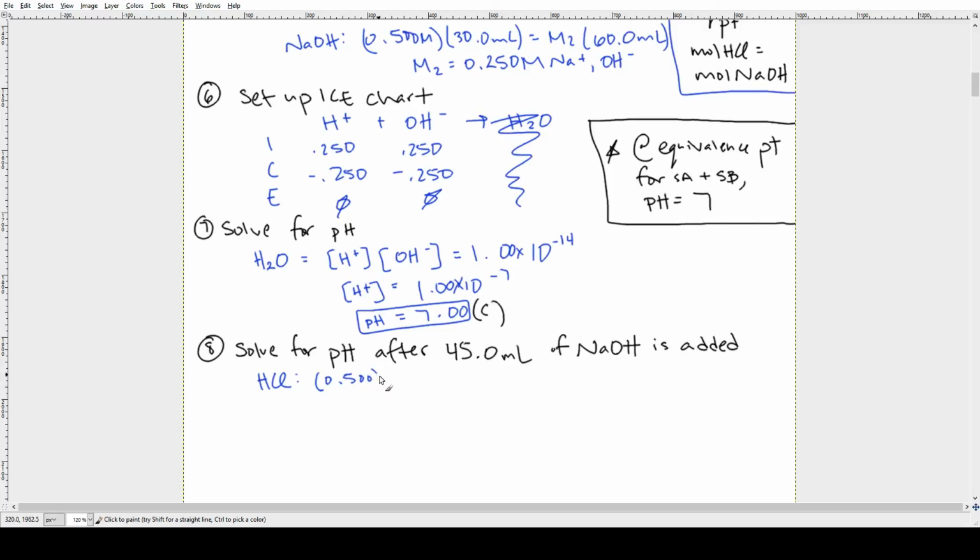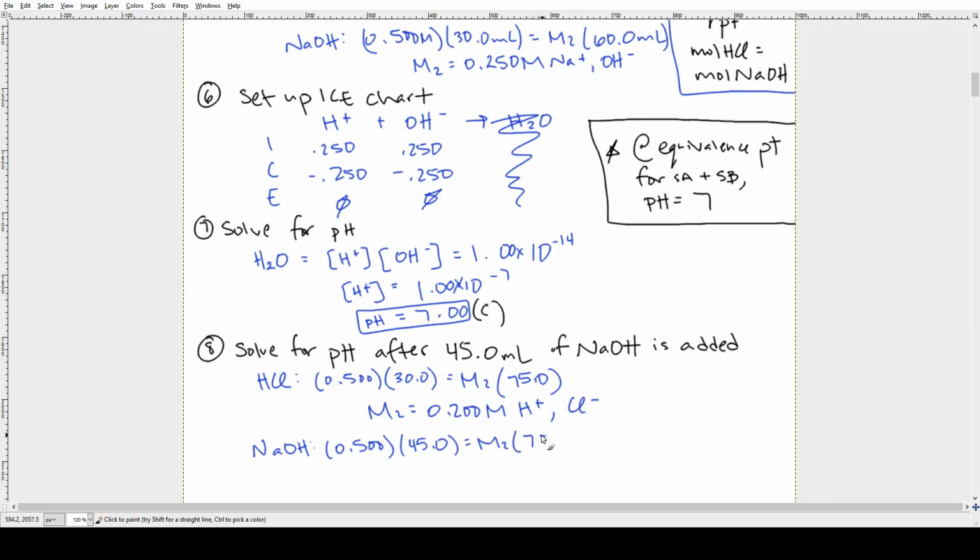I'm doing my dilution. So this time it's at 75 milliliters. So our M2 is 0.200 molarity H plus and Cl minus. For this, we started off with 45 milliliters, same final volume, and you end up with 0.300.